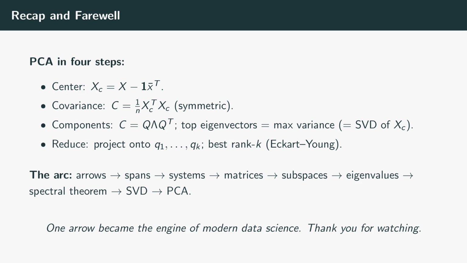Now step back and see the whole arc of this course. We began with a single arrow, a length, and a direction. We learned to add and scale vectors and ask what they span. We solved systems with matrices and saw matrices as transformations. We built vector spaces and the 4 fundamental subspaces. We found eigenvalues and eigenvectors, proved the spectral theorem for symmetric matrices, and extended it to every matrix with the singular value decomposition. And today it all converged on the technique that lets machines find structure in data. One arrow became the engine of modern data science. Thank you for watching this series. That is linear algebra, the mathematics that quietly runs the modern world.